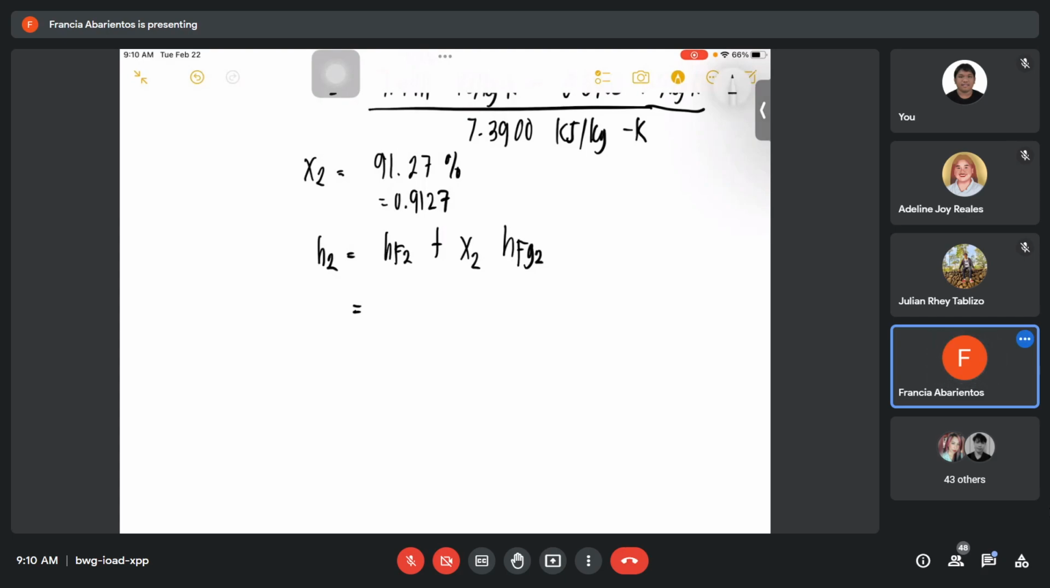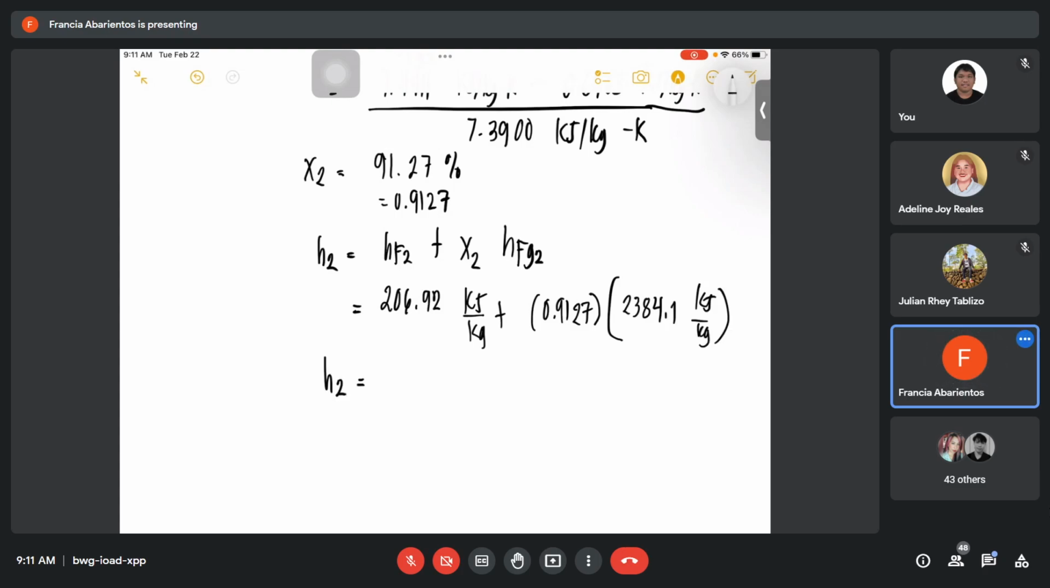At the same table. Ano yung HF2 nyo? HF2. HF2. 206.92 kilojoules per kilogram po. Okay, 206.92. And the quality, class, use now the nakuha natin times the HFG2. This is 2384. Kilojoule per kilogram. So what is now your enthalpy at 0.2 at the reversible process?